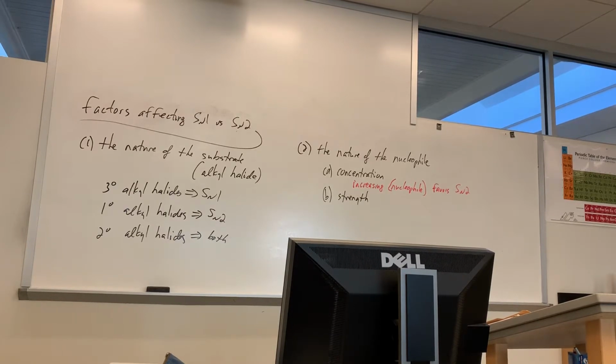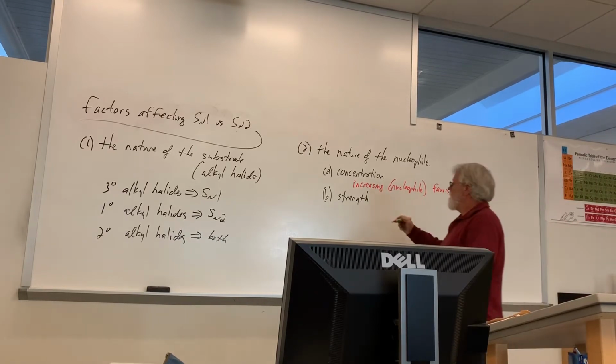Part of the rate determining step. If we throw in a strong nucleophile, what impact is that going to have on SN1? No impact whatsoever, because the nucleophile is not a part of the rate determining step. It doesn't matter if we have a strong nucleophile or weak nucleophile. What governs the rate of SN1 is forming the carbocation. The nucleophile is not involved in that. But the nucleophile is involved in the rate determining step for SN2, the one and only step.